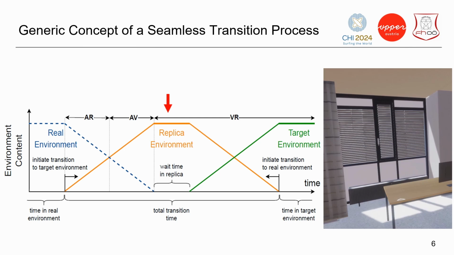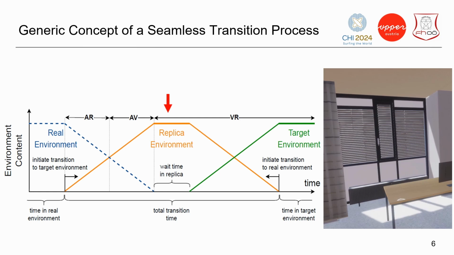At this point, there is a moment when only the replica is visible, and the duration of this phase can vary depending on the specific implementation. A longer waiting time allows the user more time to process the replica, but also extends the overall transition time and may impede the flow.